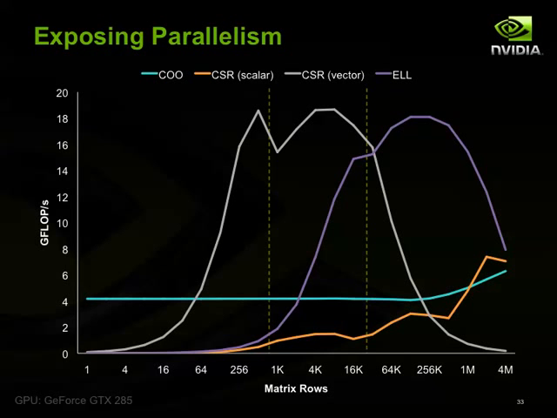On the bottom, I've plotted different numbers of rows. As we go from 1 row to 4 million rows, the number of columns changes in the opposite fashion. And what you can see is that we're doing the same amount of work. So if I put a scalar CPU on here, we'd probably have a pretty flat relationship. But when we look at the different formats, we see that they have these bell curves. And the reason for that is that if we look at, say, the ELL, we're going to use 1 thread per row.